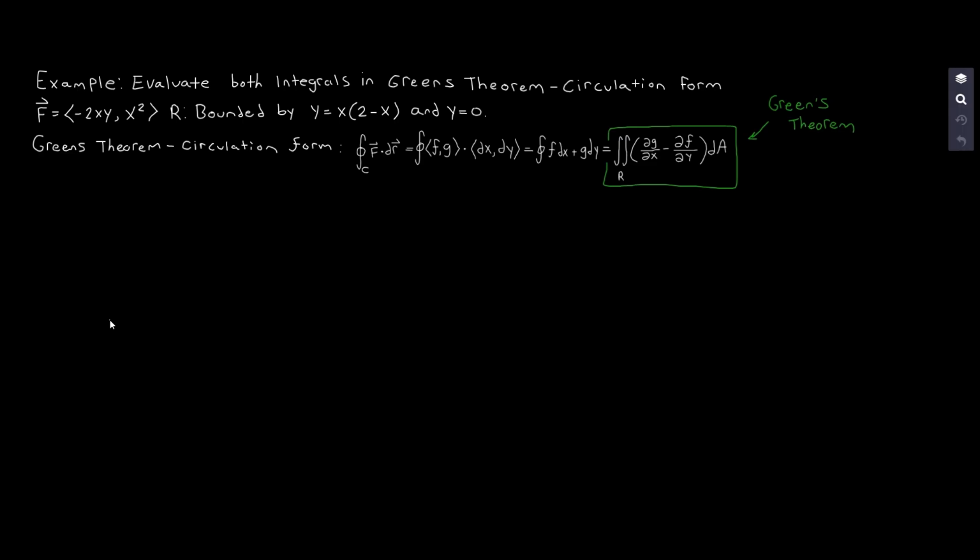Now this is where we get to have some fun. So here's an example. It says to evaluate both integrals in Green's theorem, circulation form, for vector F with our x coordinate being negative 2 times x times y and our y coordinate being x squared. Now our region is bounded by y equaling x times 2 minus x quantity and y equaling 0. I have written out Green's theorem in circulation form right here, and here at the end in green is Green's theorem.